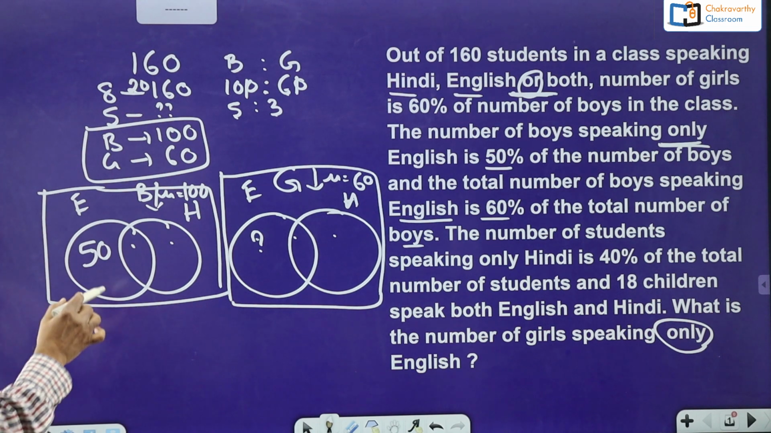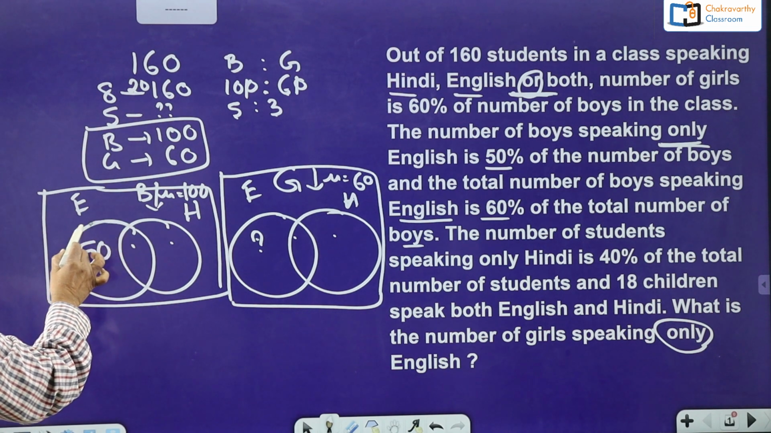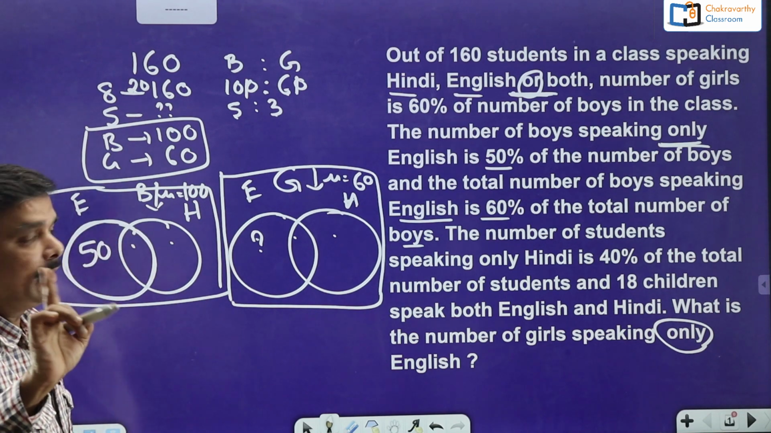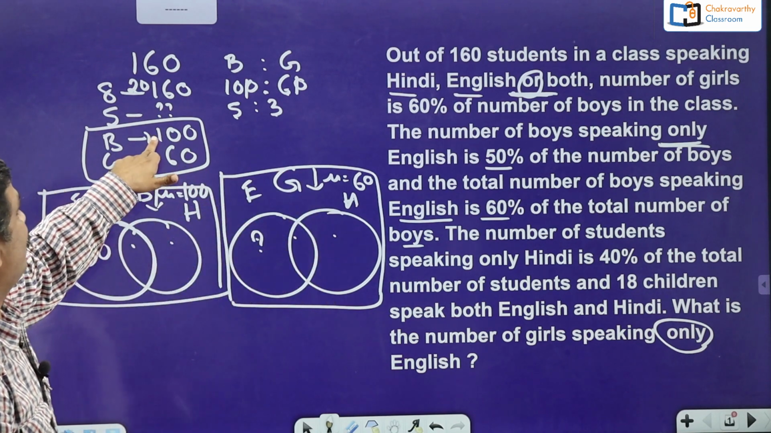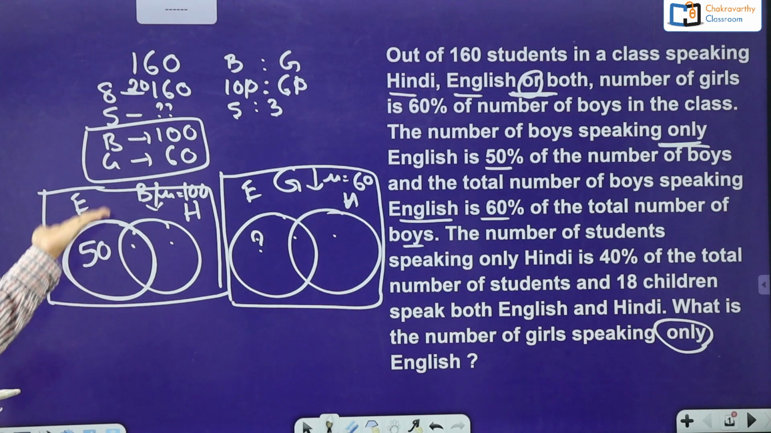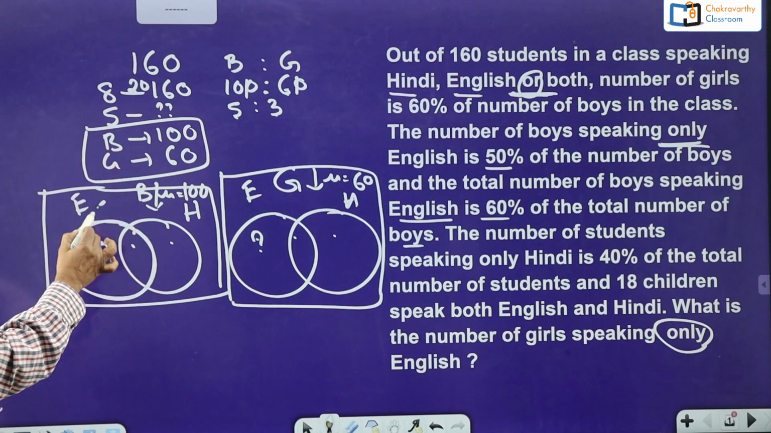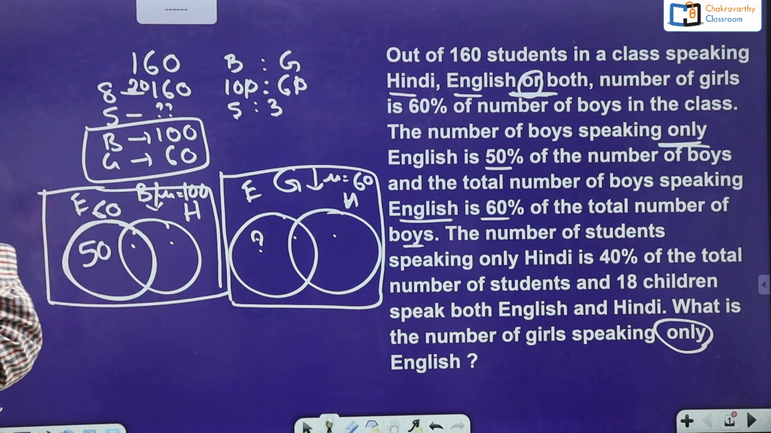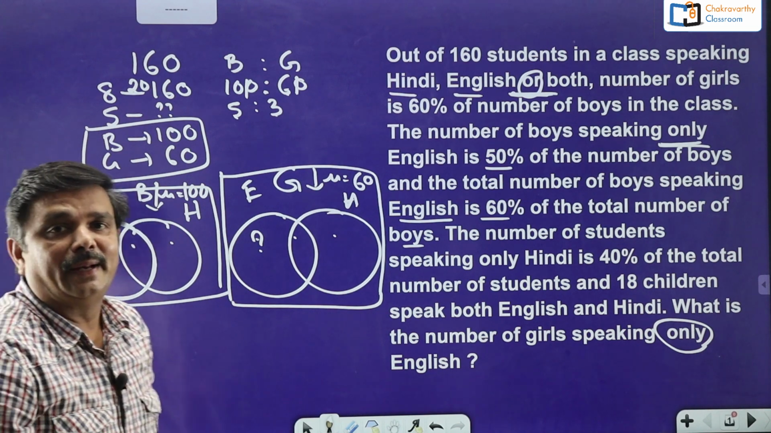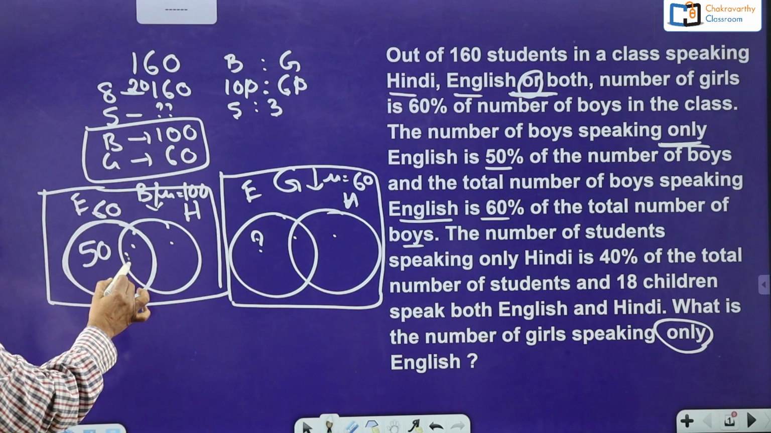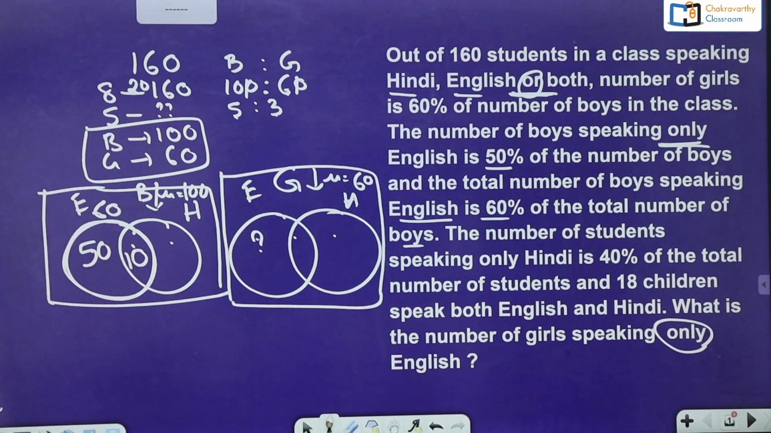Now, the total number of boys speaking English means this circle. The whole circle should represent 60% of total number of boys. So, 60% of 100 is 60 only. The whole circle should represent 60 students here. Already this is 50. As far as basics of Venn diagrams are concerned, now here 60 minus 50, it must be 10 here. You know this one.